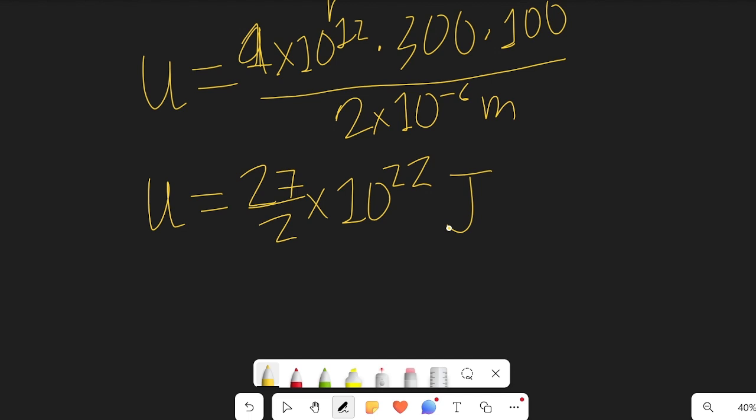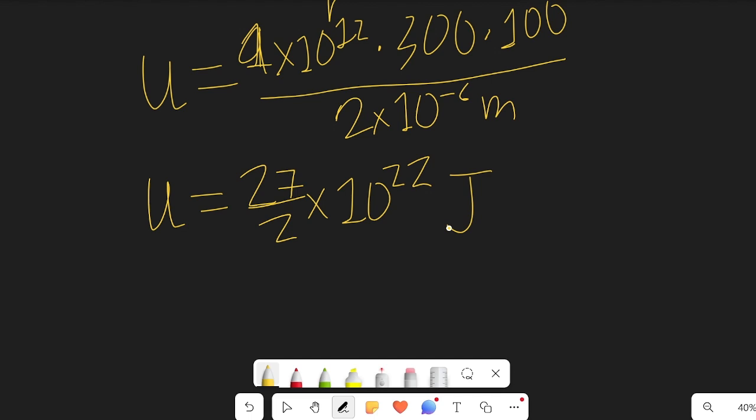So before we move on, let's go through some AP questions, right? It's very important that we do a lot of practice, because for physics especially, practice is extremely important. So we'll start.